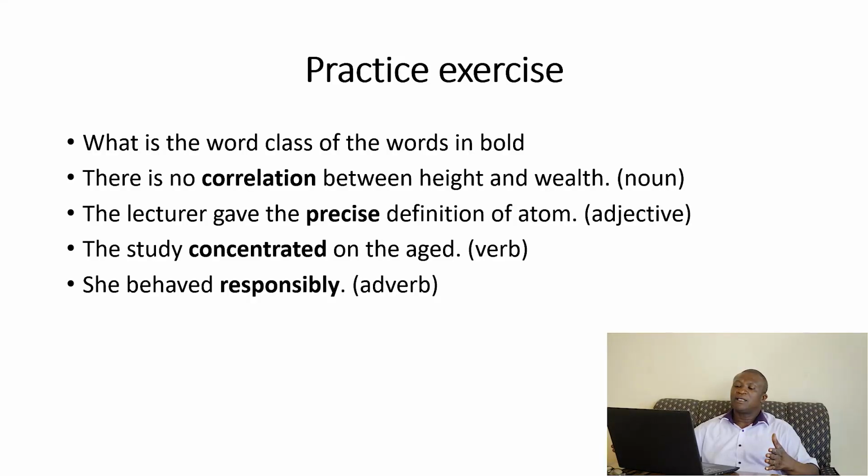Now let's look at a short practice exercise. What is the word class of the words in bold? 1. There is no correlation between height and wealth. So what is the word class of the word in bold? Correlation. In this sentence, correlation is functioning as what? A noun. Next example, the lecturer gave the precise definition of atom. The word in bold is precise, and precise is functioning as what? An adjective in this sentence.